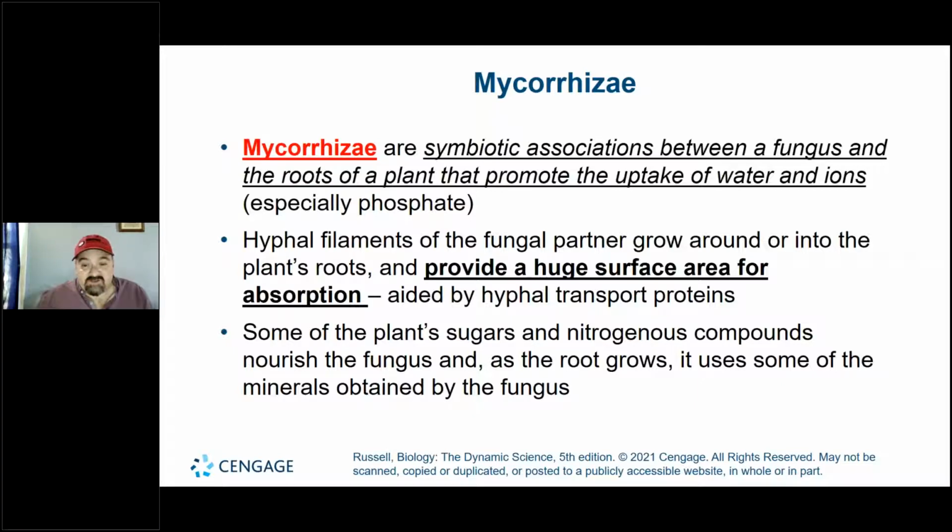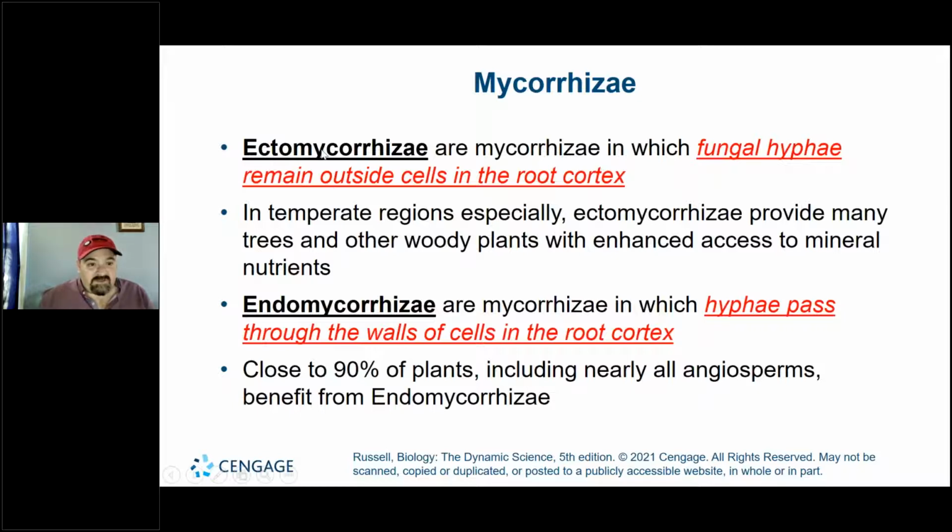Some of the plant's sugars and nitrogenous compounds nourish the fungus as the roots grow, and the plant uses some of the minerals obtained by the fungus. So there's this symbiotic relationship where both benefit, right? Many plants and their root systems work in conjunction with fungi. I'd like you to know these two right here, so another question: we have number 6, definitely this one, the mycorrhizae, specifically ecto and endo. I want you to know the difference between them.